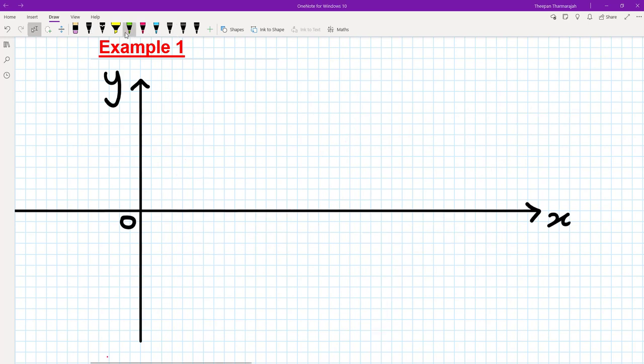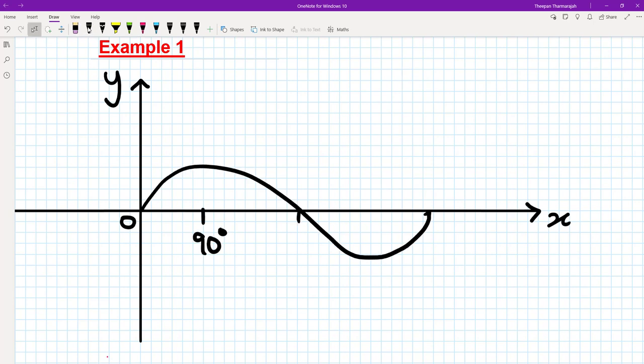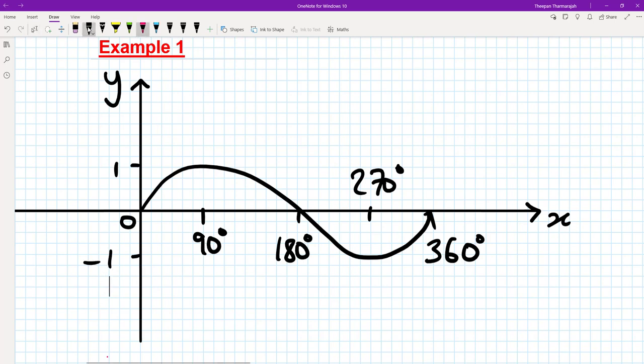So now we're going to look at some transformations of trigonometric graphs. I'm going to start off by drawing the sine graph in general. So we know this is 90 degrees, this is 180 degrees, this is 270 degrees, and this is 360 degrees. And we know it has a maximum at 1 and a minimum at -1. So this is the graph of y equals sine x.